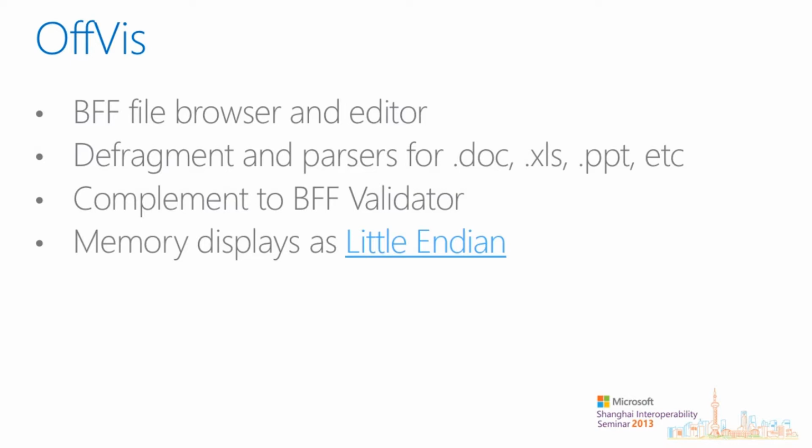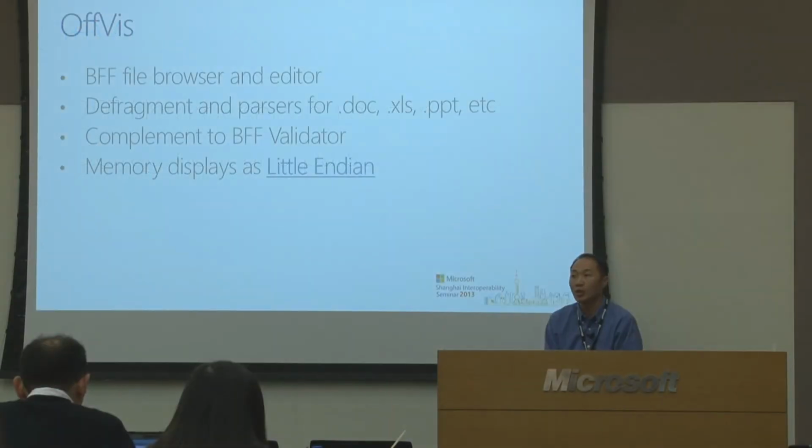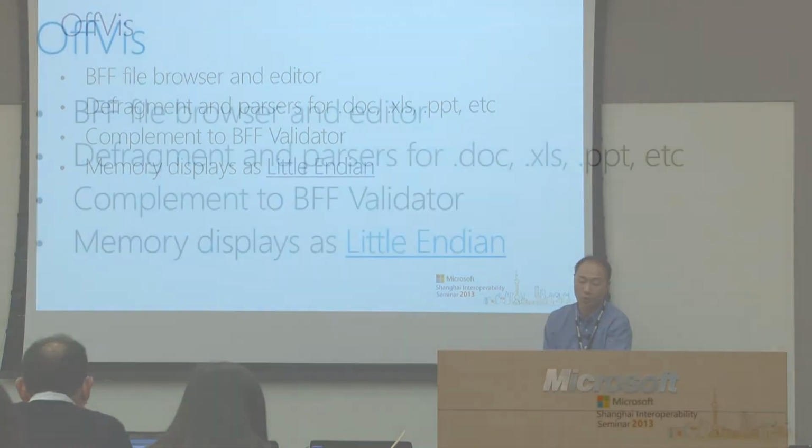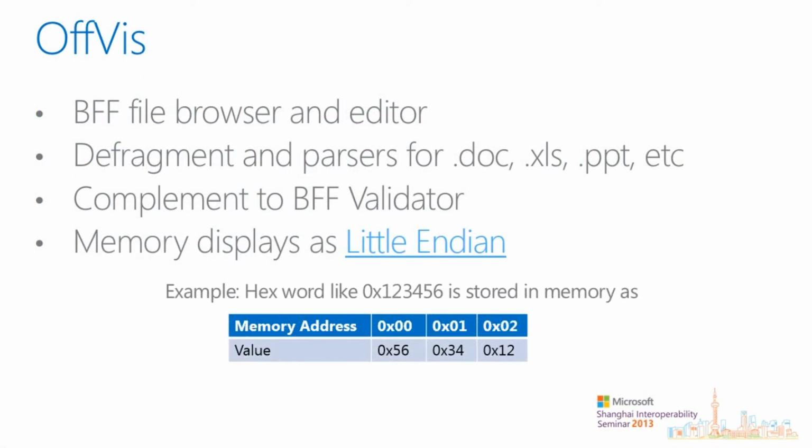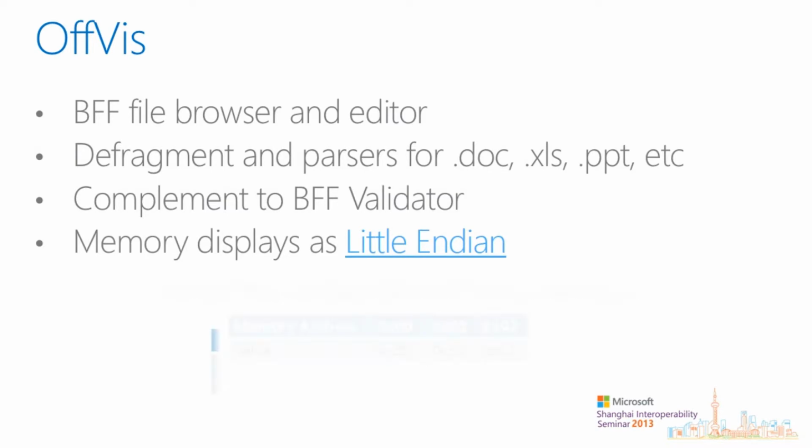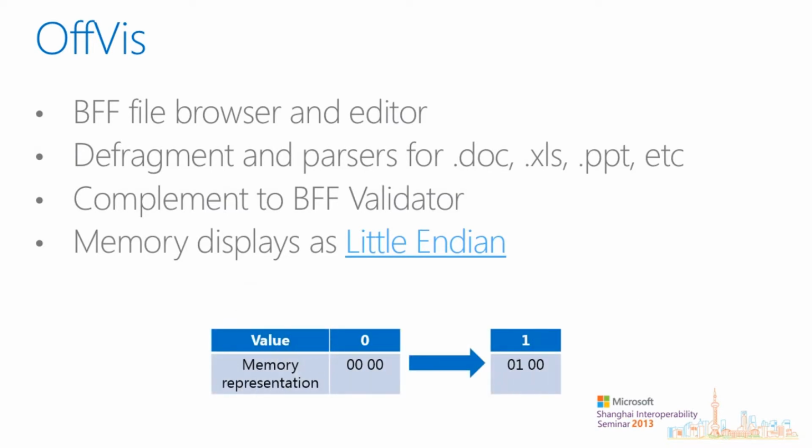It's a complement to the BFFR data. It works well with the other one because the other one tells you what the error is, and this one allows you to open the document and browse the content of the document. One note is that memory displayed in this tool is displayed as little endian, meaning that the least significant byte is first in the memory. So for example, if we have a hex word like 0x123456, in reality in memory it is stored as 56, 34, and 12. That's how it shows in the memory.